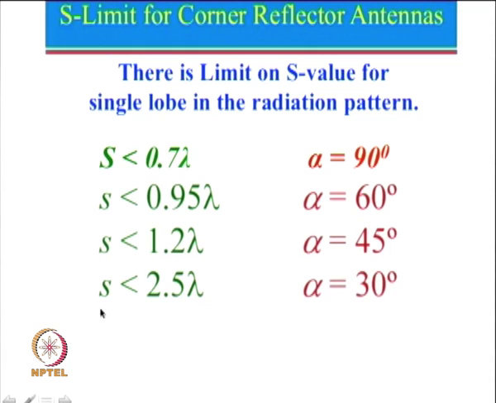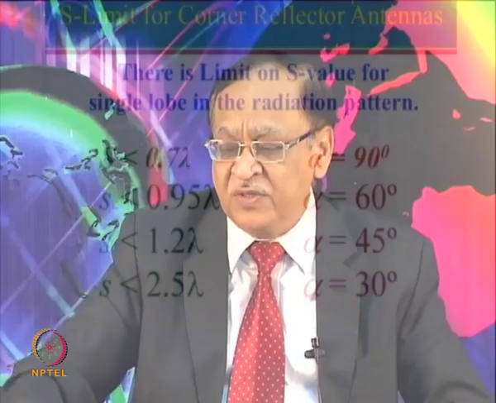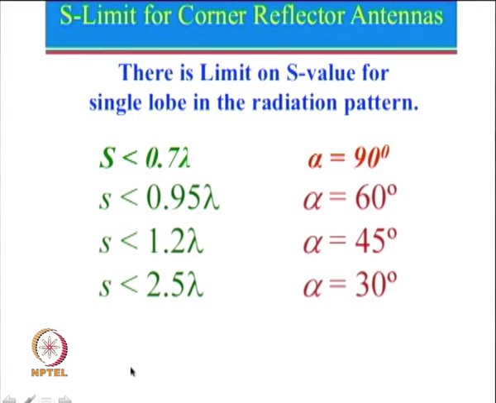But if you take a larger value of S, then the reflector size has to be much larger. As I said, a general rule of thumb is L must be greater than 2 times S. So if L has to be greater than 2S and you take a larger S, that means the total aperture size increases significantly. So what we recommend is that you take the maximum S given here, but I do not recommend you take more than half of this.